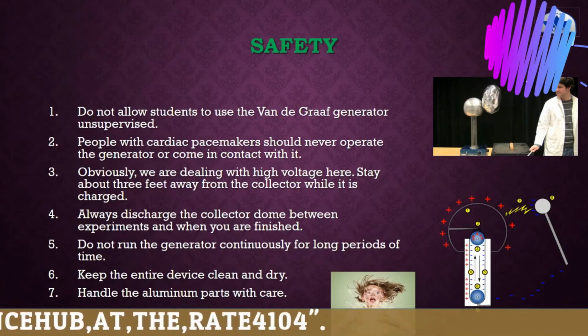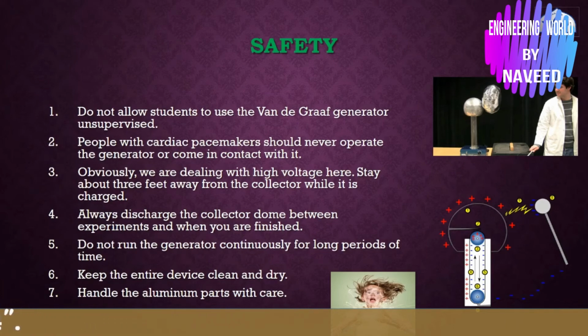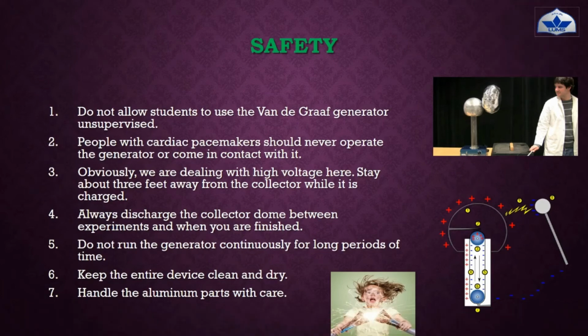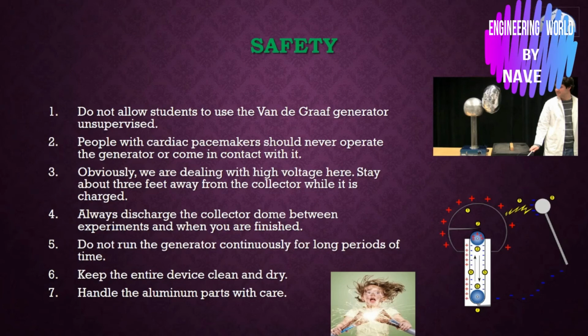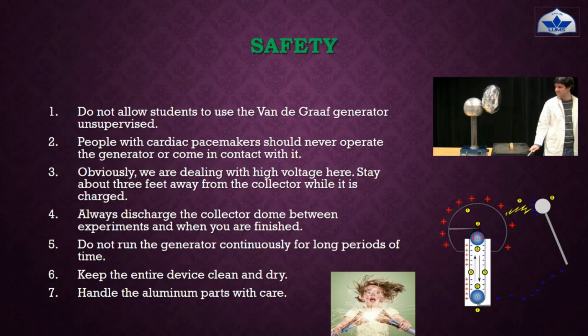The sixth safety factor is to keep the entire device clean and dry. It means no impurities or moisture, because if moisture is present then it causes a short circuit. The seventh safety factor is to handle the aluminum parts with care in order to avoid electric shock.